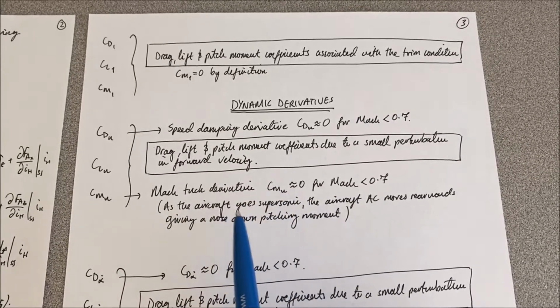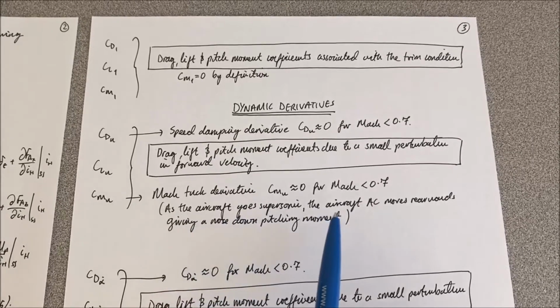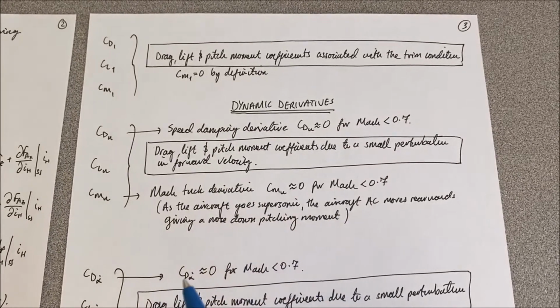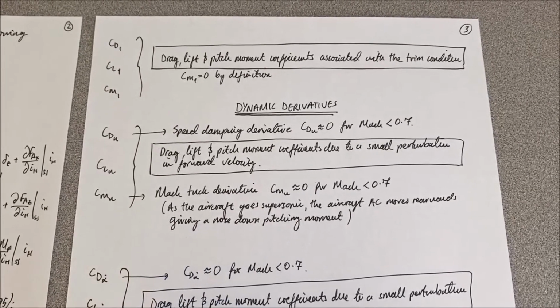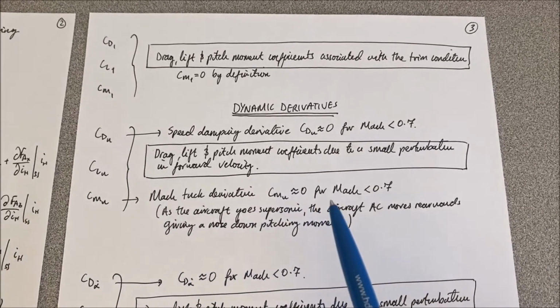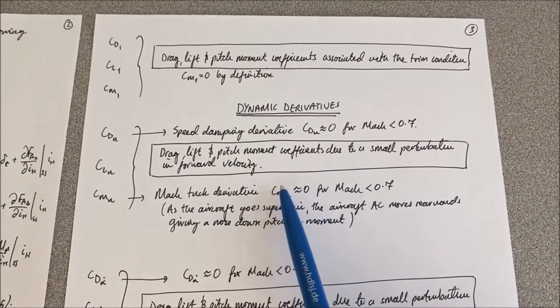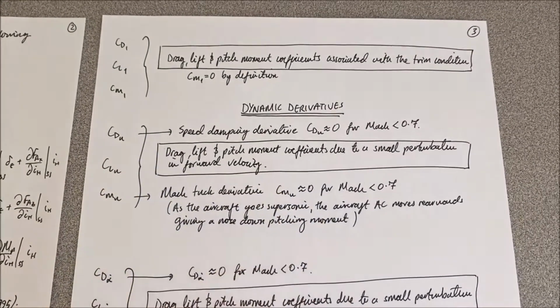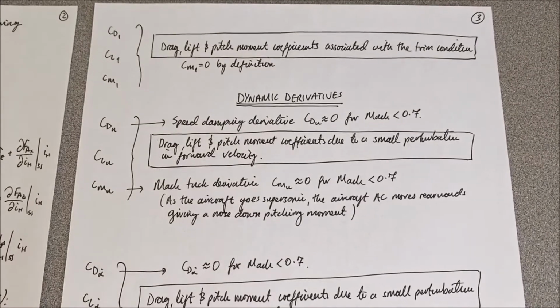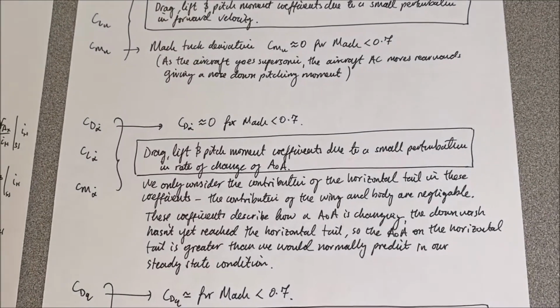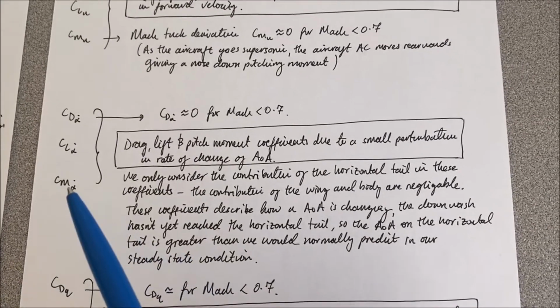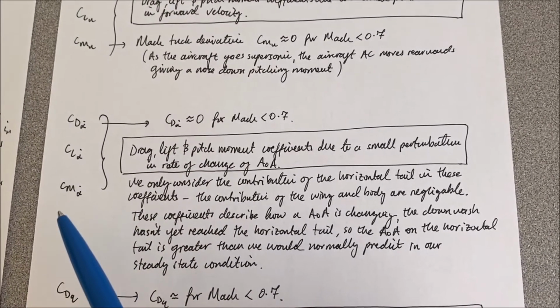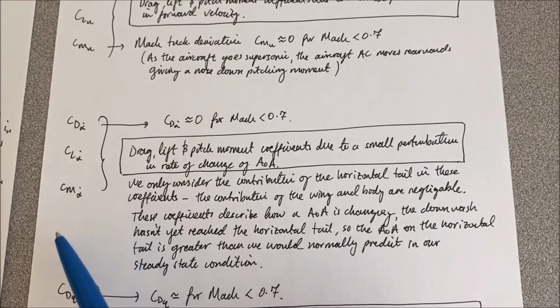But what happens as the aircraft goes supersonic is the aerodynamic center moves rearwards, like we saw with aerofoils, right? And that tends to give us a nose down pitching moment. So for the subsonic applications that we're considering in this course, we're going to assume that these two are both 0. Next we have the drag, lift and pitch moment coefficients due to small changes or small perturbations in the rate of change of angle of attack, alpha dot.